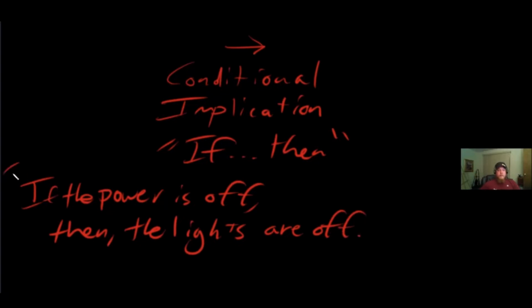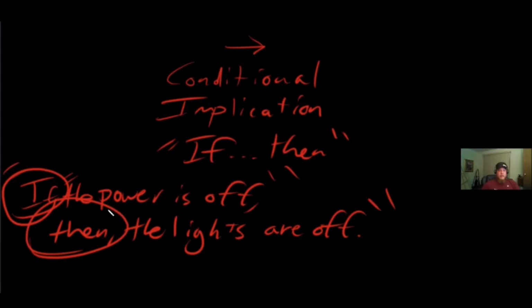If I just saw this by itself, there are two words in here that let me know this is a conditional statement. One is the word if, and then there's also the word then. So then it becomes a matter of translating it. Since this is a compound statement, there are actually two statements in here. One is just the statement, the power is off. Let's underline power, and that means just saying that the power is off is just P by itself. And there's another statement in here, the lights are off, and let's underline that one here.